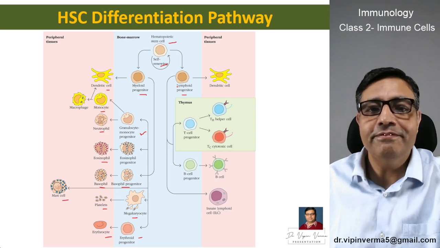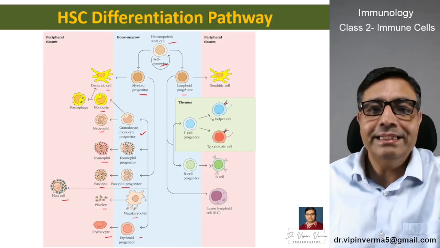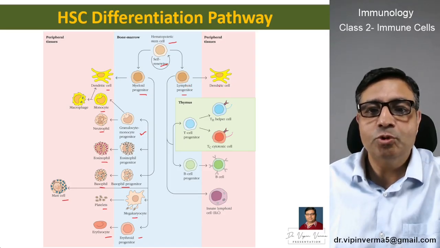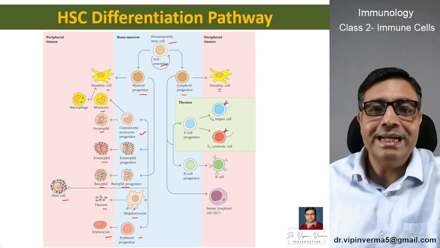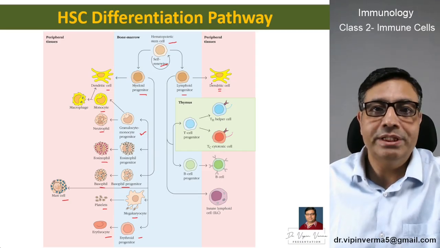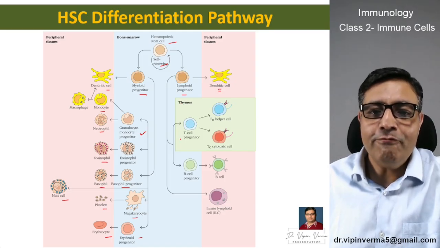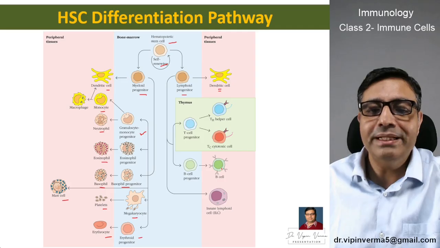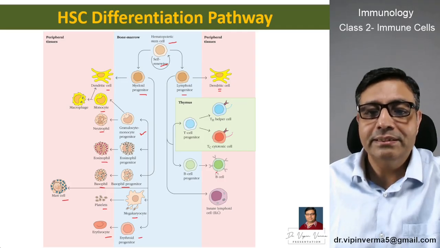Now see the other side, which is the lymphoid progenitor, and these lymphoid progenitors can give rise to the dendritic cells. So these dendritic cells can also be formed not only from the myeloid progenitor but also from the lymphoid progenitor, and these are very important cells which we will see shortly. Then lymphoid progenitor cells can form B cell progenitor, and this B cell progenitor in the bone marrow can give rise to the B cells, and they are the B lymphocytes.